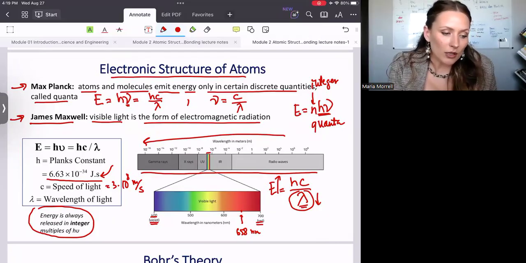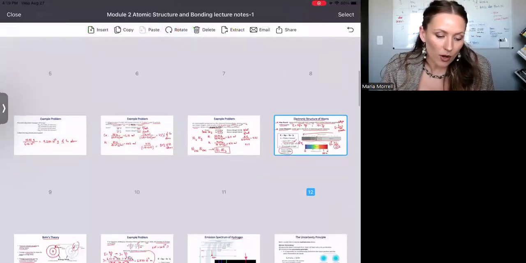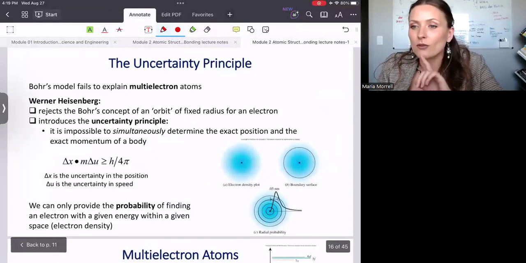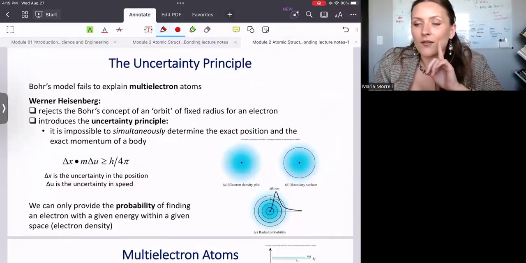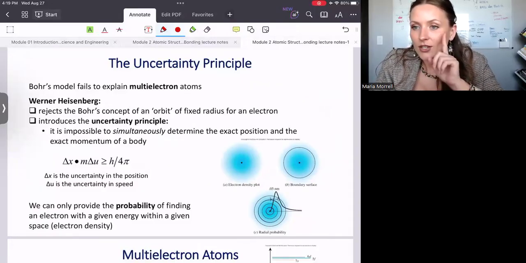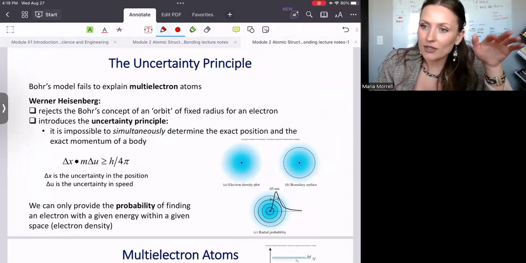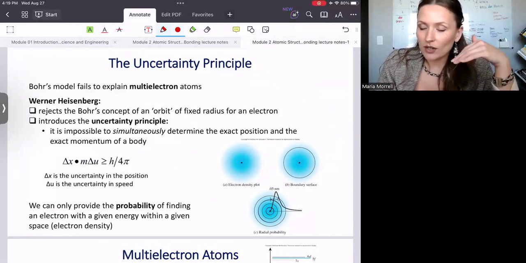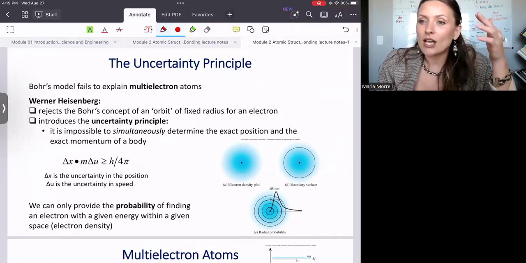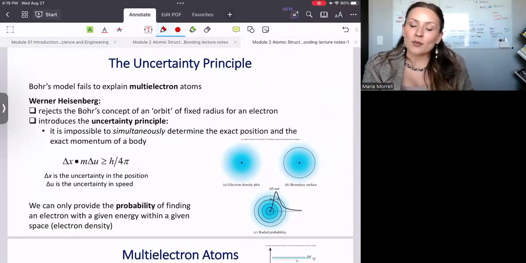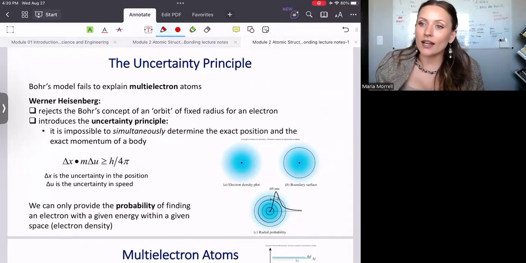Now, everything would be wonderful. However, the problem is that Bohr's theory only worked for hydrogen. The unique thing about hydrogen is that it is the only element that has only one electron, right? Every other element, helium, and from that element going any further, has two or more electrons. And that is the problem. Bohr's theory fails to explain other elements.